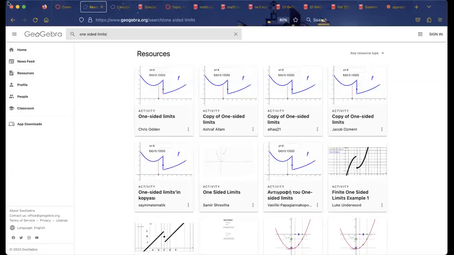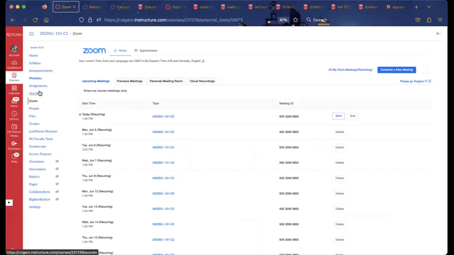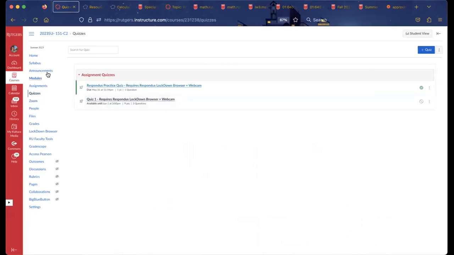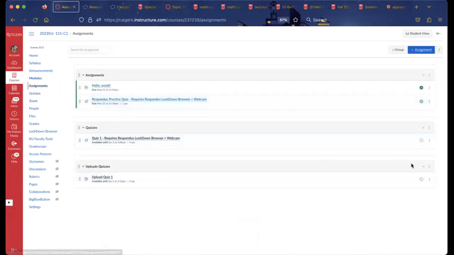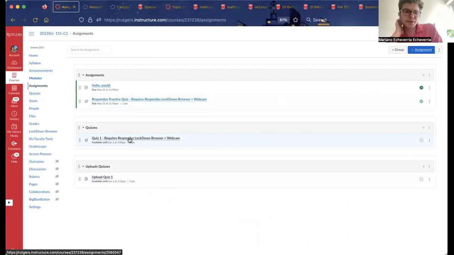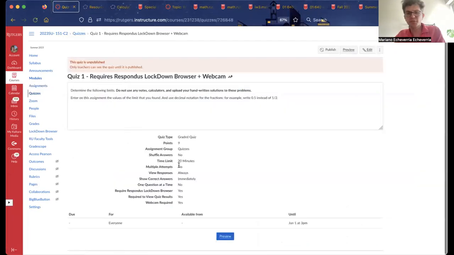So just to show you how the quiz is going to look, let's go to Canvas. It may look slightly different from your end. There's this Quiz One. I'm about to make it available, so you should log in to this quiz. That's where you'll see the limit problems. There are only three problems. They're kind of fast, so I don't expect you to take 20 minutes, but you have 20 minutes to finish it. It is with Respondus, so that always takes a little bit of time to get running.